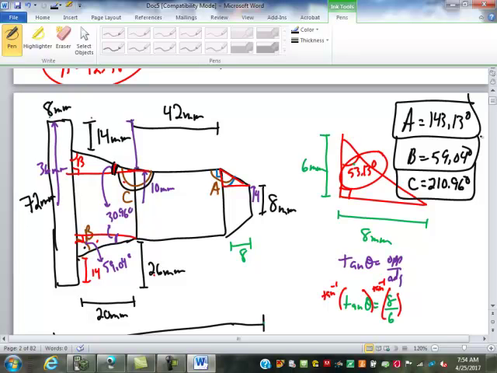Okay, now to the fun part. Finding volume. There are two pieces here that are going to be easy to do, so we're going to do those first. That's this piece here and this piece here.